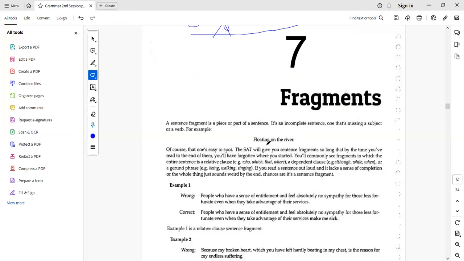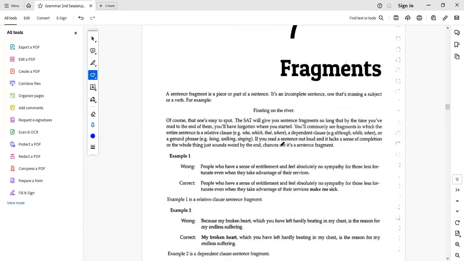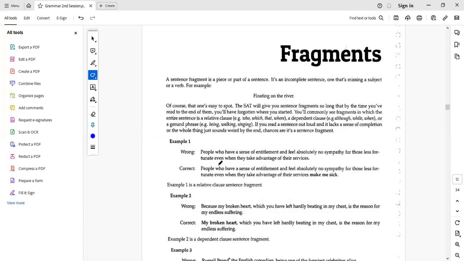Let's look here. Floating on the river. It's a fragment. No subject, no verb. So we have to put a subject and verb to correct it. Let's find here an example.